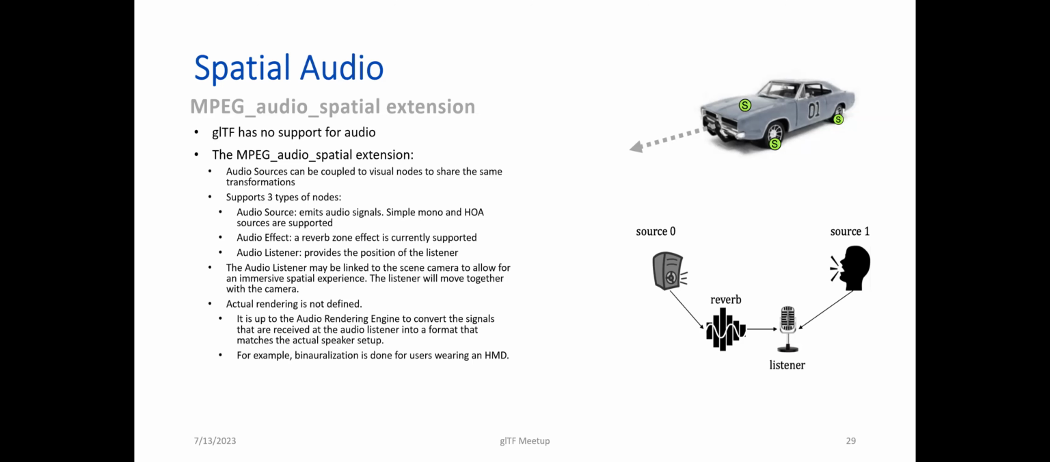It allows for associating these sources with an effect. The effect that is currently supported in this version of the spec is the reverb effect, and you can add an audio listener that tracks basically the user. So it's recommended that the audio listener is either a child node of the camera of the scene or an extension to the camera. That keeps track of the movements of the user and makes sure that the audio is binauralized properly based on the current pose and position of the listener.